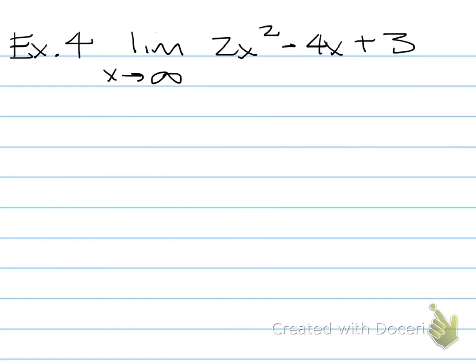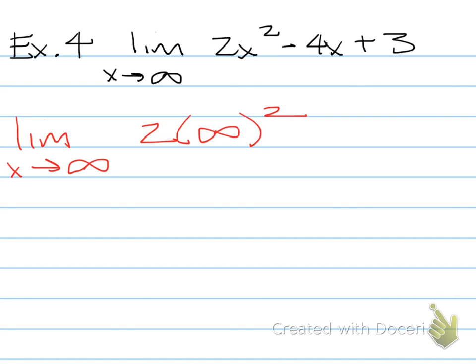And for this one, we have a continuous function. So we need to only look at the term that has the highest degree to determine what the function is doing when we evaluate the limit as x approaches infinity. That first term, that quadratic term, is the term that has the highest degree.